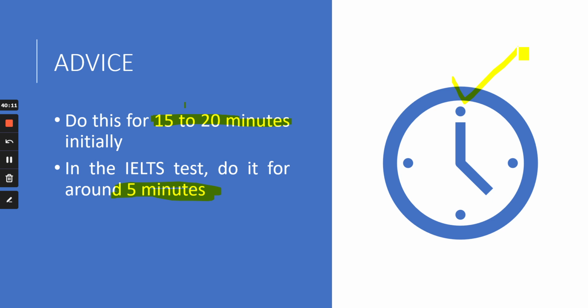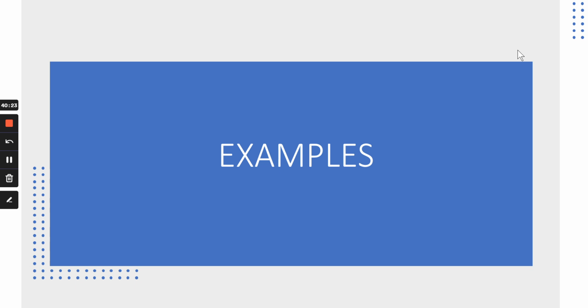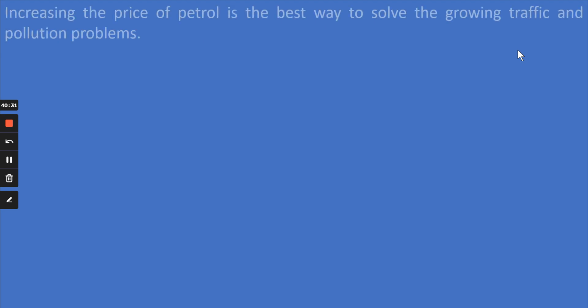All right. Now, I'm also going to give you some extra information that will help you to generate ideas which are relevant. Okay, what are they? By the way, before that, let us see some examples of how people mess up the ideas. This is the problem, I mean the essay topic: Increasing the price of petrol is the best way to solve the growing traffic and pollution problem.